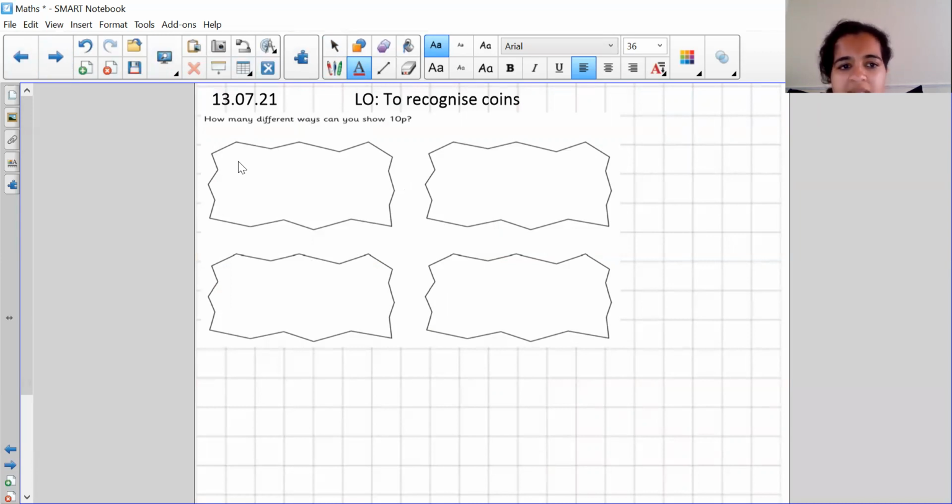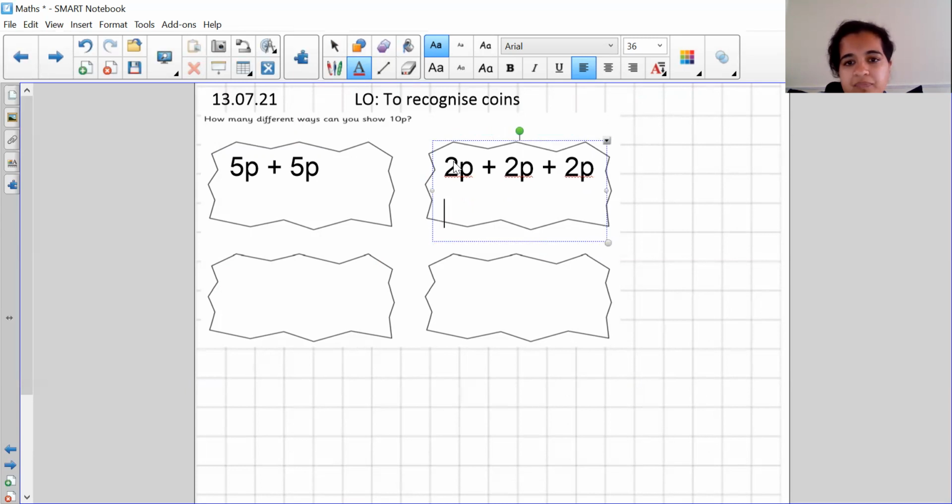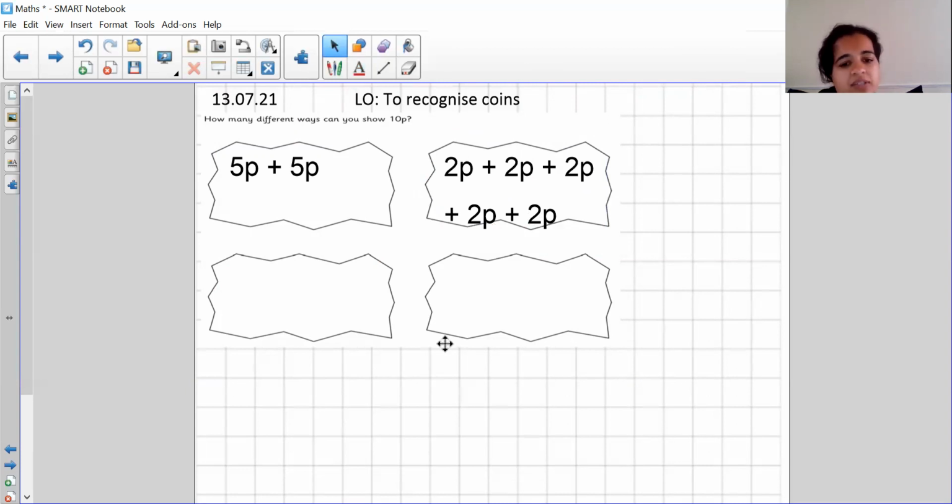All you have to do is you have to type it in and you just say, Ms. Fernandez, it's 5p plus 5p. Or if you're able to print it out and draw the coins on. Or you can just, as I said, type it in 2p plus 2p plus 2p plus 2p plus 2p. So that would be 2, 4, 6, 8, 10. Okay, so it's completely up to you how you complete the assignment, but it will be on Teams. So go and have a go.